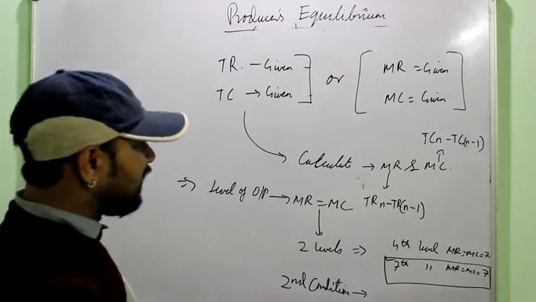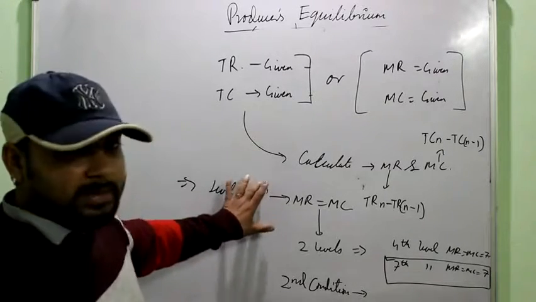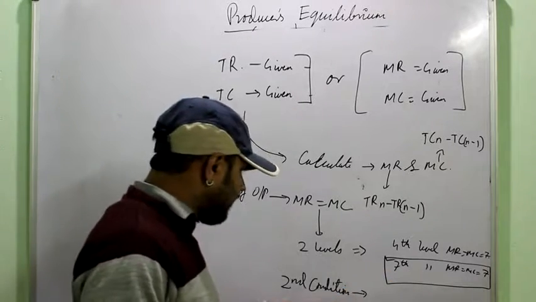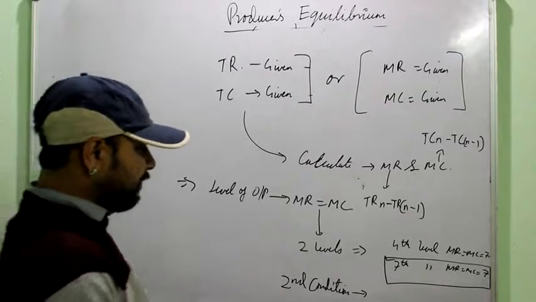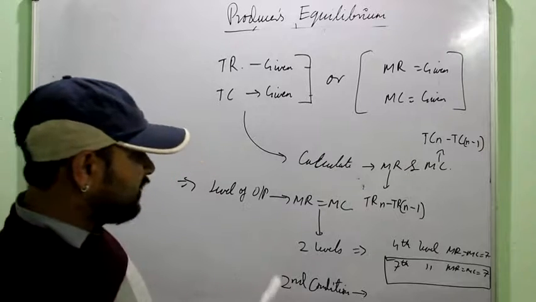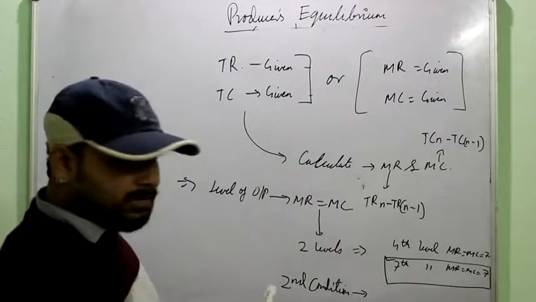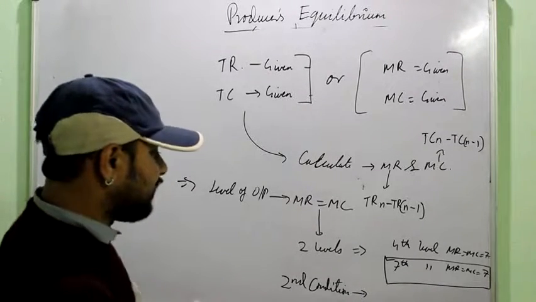So if you are asked this particular question in the numerical form, like suppose you have calculated through the MR-MC approach and you get the output level as 7th level, then after doing it, you will also mention that the producer will be at equilibrium when he produces 7 units of output, because at this output level MR is equal to MC is equal to 7, and after this MC is rising. Okay, then only you can get the full marks in the question. This has to be mentioned.